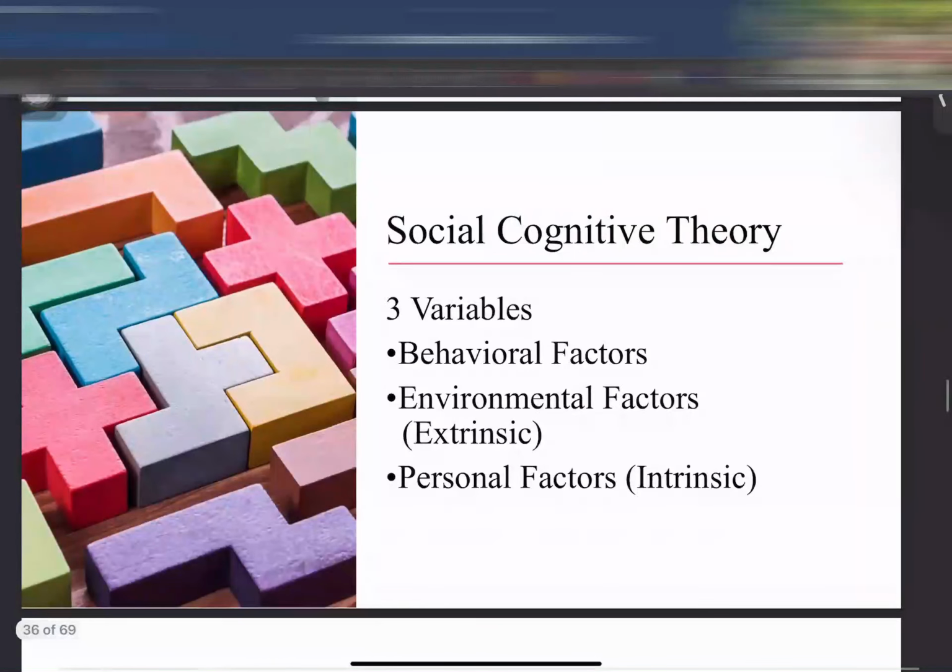One is your behavioral factors. The other one is your environmental factors or your extrinsic. And then another one is your intrinsic, which are your personal factors. Now, can anybody give me an example of the environmental factors that are being mentioned here? Give me an example of an environmental factor that is considered part of your social cognitive theory. Anybody?